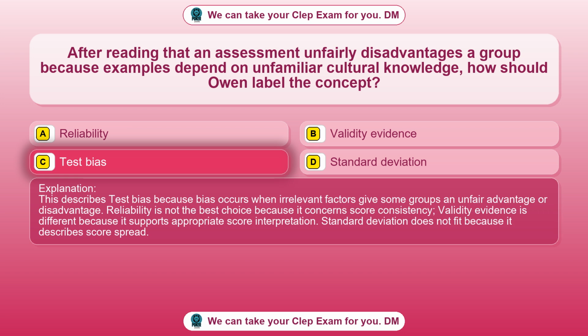This describes test bias because bias occurs when irrelevant factors give some groups an unfair advantage or disadvantage. Reliability is not the best choice because it concerns score consistency. Validity evidence is different because it supports appropriate score interpretation. Standard deviation does not fit because it describes score spread.